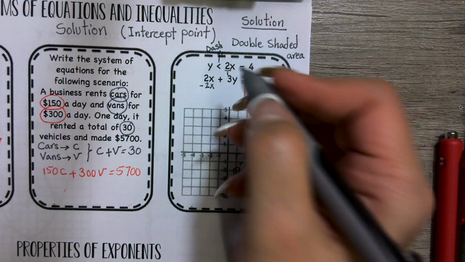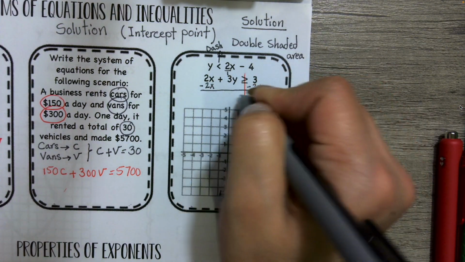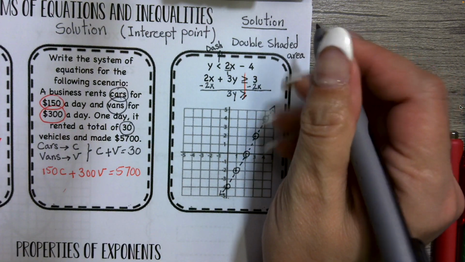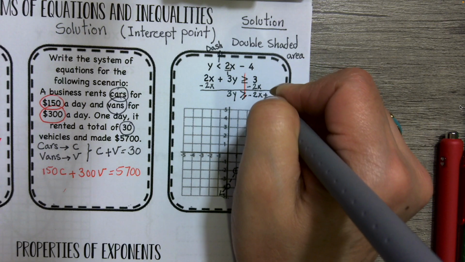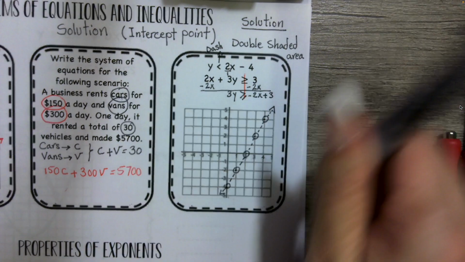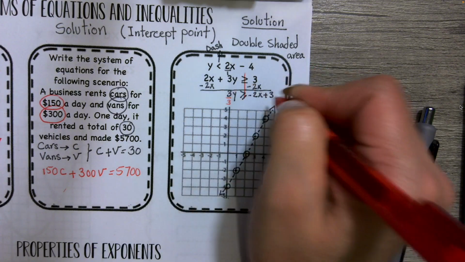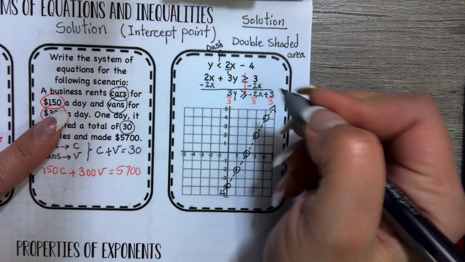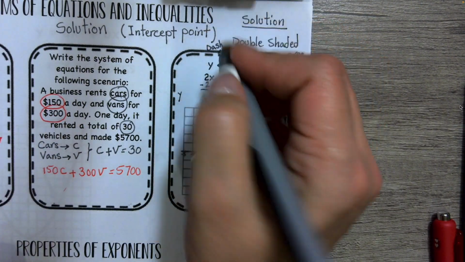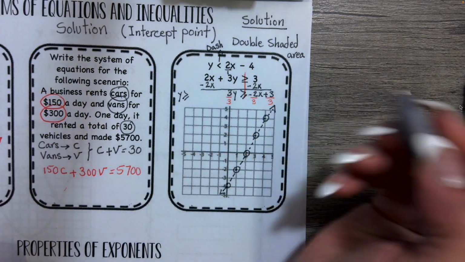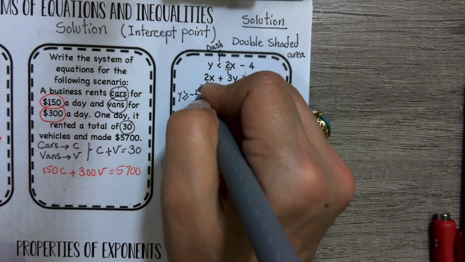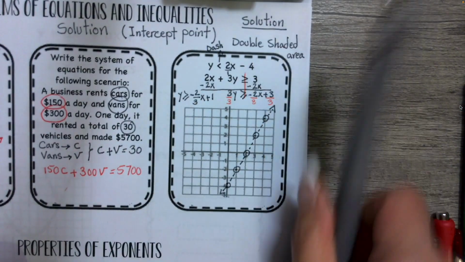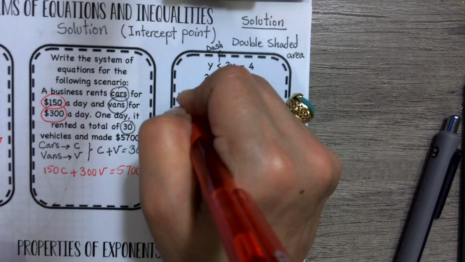So we get 3y greater than or equal to -2x plus 3. Right? Now we have to divide all by 3. So the equation for that one, I'm going to write it down over here, is y is greater than or equal to -2/3 of x plus 1, because 3 divided by 3 is 1. Okay, so I found my second equation.